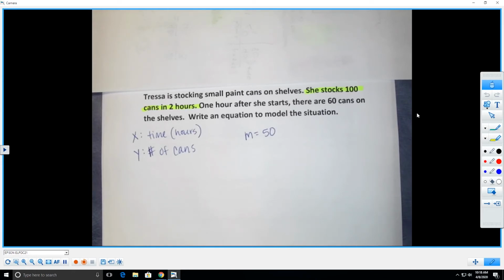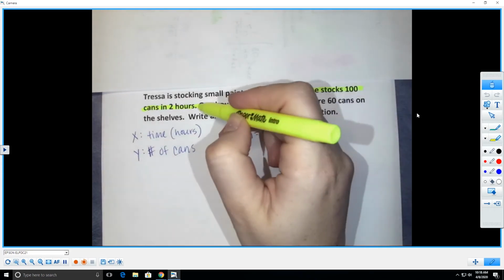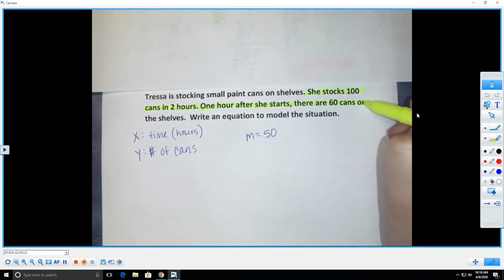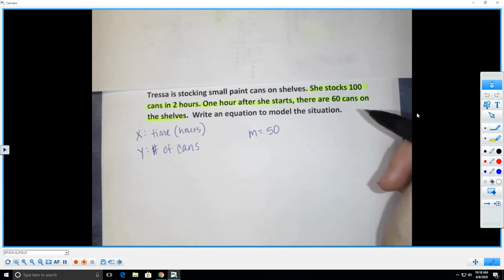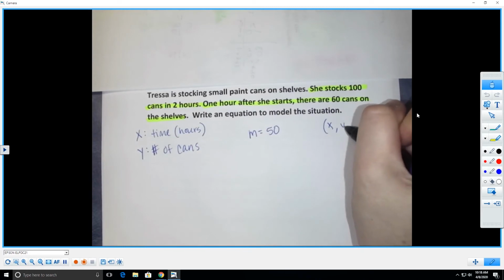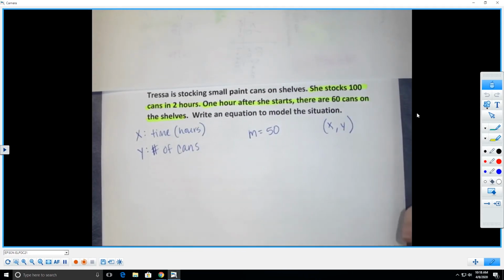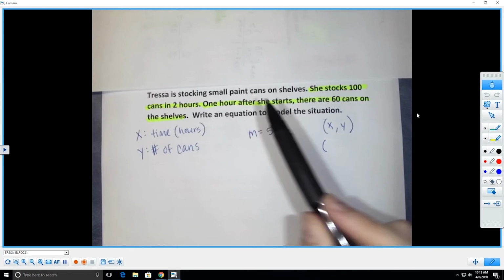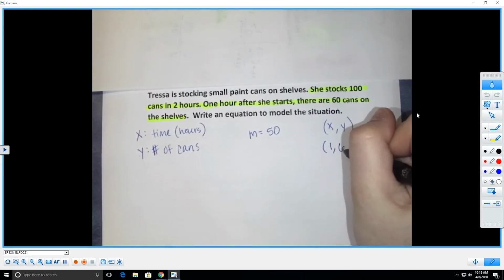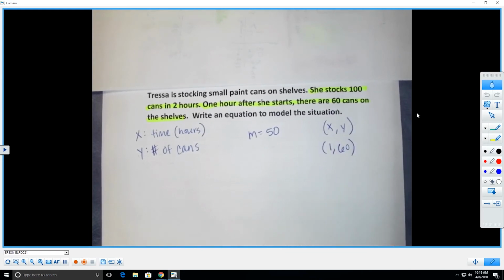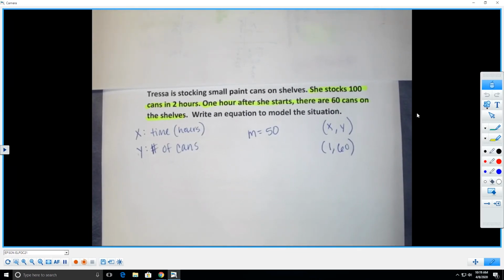The problem tells us that 1 hour after Tressa starts, there are 60 cans on the shelves. We can use this as an ordered pair. So think, if my ordered pair is (x, y), x represents the time. So after 1 hour, there were y, the number of cans, 60 cans. We can use (1, 60) as an ordered pair. Do you think that we have enough information to write an equation now?